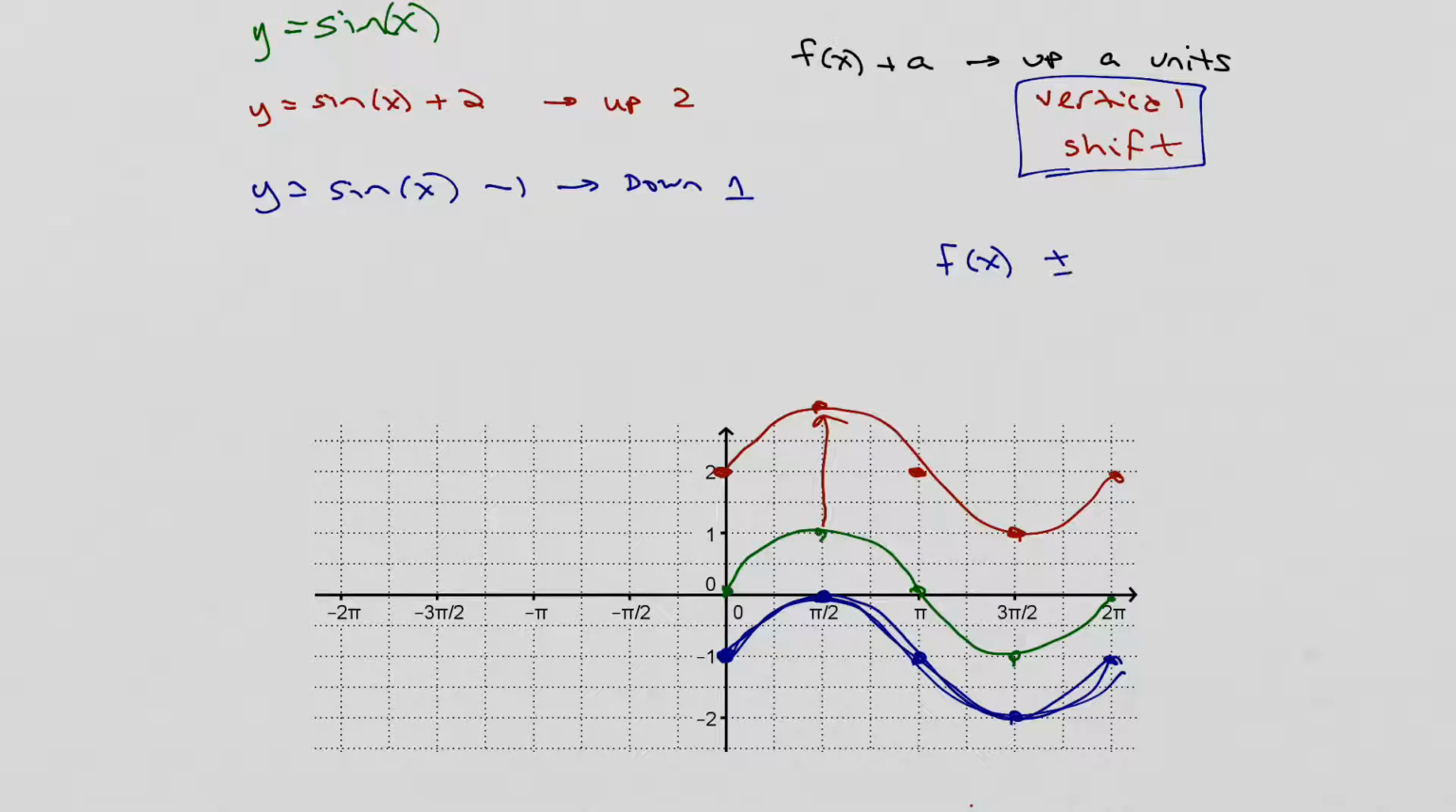So for this shifting up and shifting down, the vertical shifts, it's just f of x, whatever our function is, plus or minus some value a. If it's positive, it goes up a units. If it's negative, it goes down a units. Remember, this one is the function sine of x. The red one is my function sine of x plus 2. I just shifted it up 2 spots. And then the blue one here, I took this function sine of x and I pushed everything down 1 spot. So that's shifting it up and down.